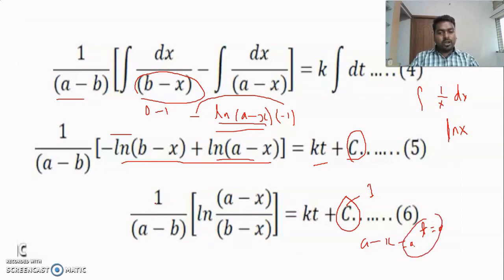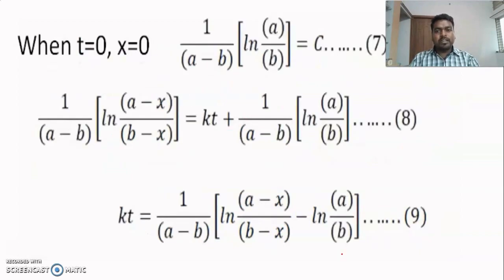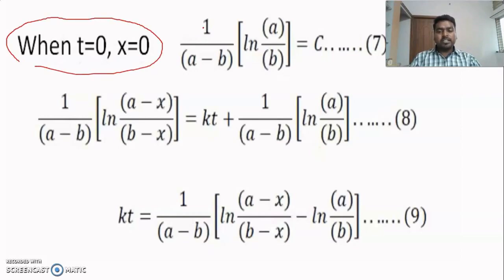What happened? So 1 divided by a minus b into ln of a minus x equal to a, and b minus x equal to b, is equal to k into t. So k into 0 becomes 0. Then c is equal to, when we put t equal to 0 and x equal to 0, 1 divided by a minus b into ln of a divided by b is equal to c.